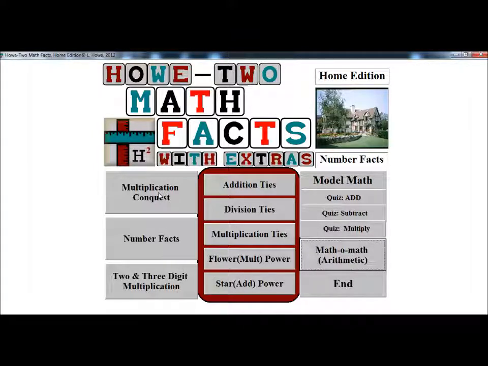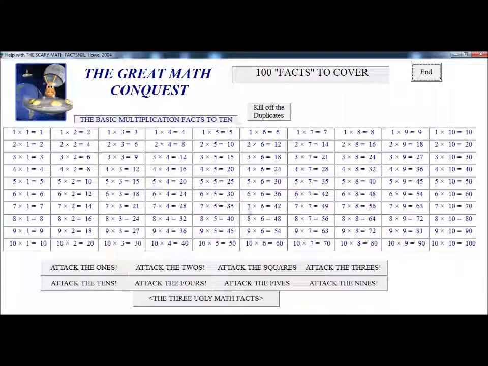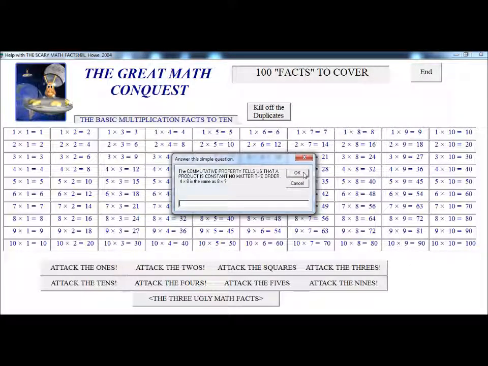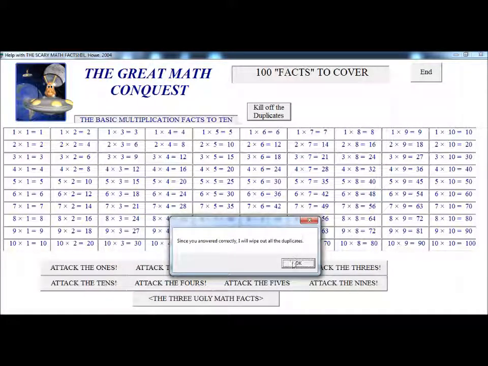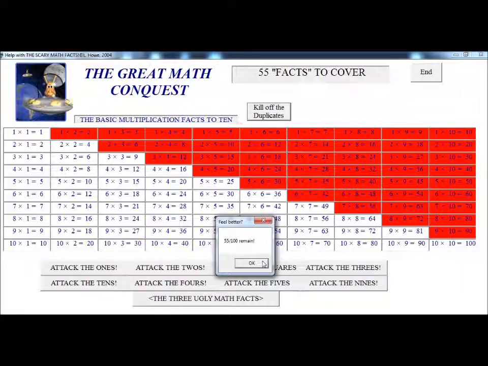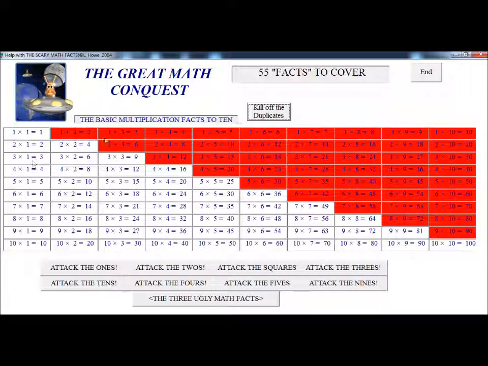Number facts. Multiplication conquest is the whole times tables, and it works through each one of the tables. Right now it says there are 100 things you have to memorize, and I thought that if they saw that there really weren't 100 things, that sometimes the fact that there's 100 things they have to memorize defeats them. So first thing we want to do is kill off the duplicates. The commutative property says that 4 times 8 is the same as 8 times 4. Since you understand that, we'll wipe out all the duplicates. So if you knew 3 times 1, you would know 1 times 3. So you really only have 55 things.